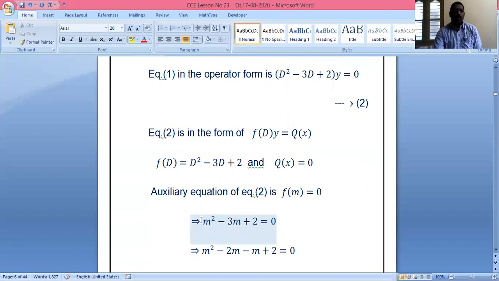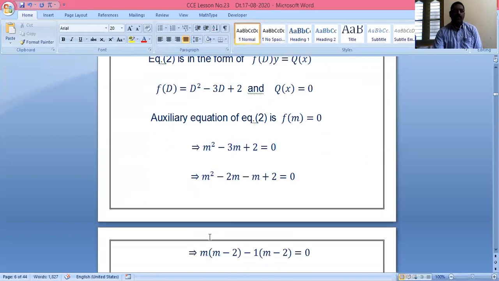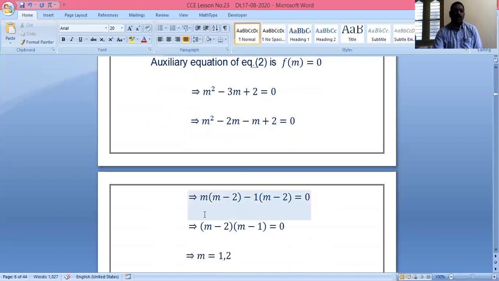Here the coefficient of m square is 1, the constant is 2, 2 into 1 is 2, this can be written as 1 plus 2, or minus 1 minus 2, that is minus 3. We get the middle value. Therefore, m square minus 2m minus m plus 2 is equal to 0. By taking m common from first two terms, we get m into m minus 2, and taking minus 1 common from last two terms, minus 1 into m minus 2 is equal to 0.